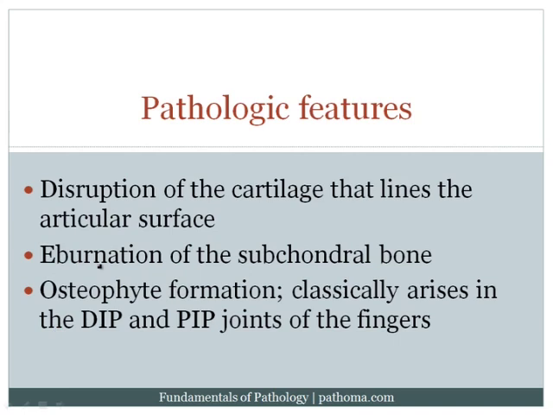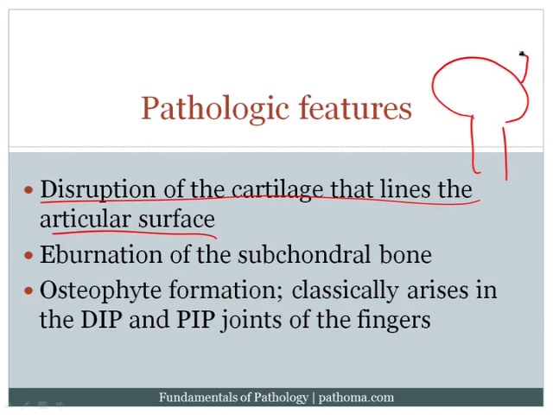The pathologic hallmark of degenerative joint disease is disruption of the cartilage that lines the articular surface. Again, here's the bone, and then you've got this articular surface here, and this cartilage will become disrupted. Now, when this cartilage becomes disrupted, a few things will happen. Number one, some of these fragments of cartilage will actually fall off into the joint space, and we call those joint mice. Number two, as the cartilage is completely worn away, then bone will be rubbing against bone, up here for example, and that'll result in eburnation or polishing of the bone. So you get eburnation of the subchondral bone.